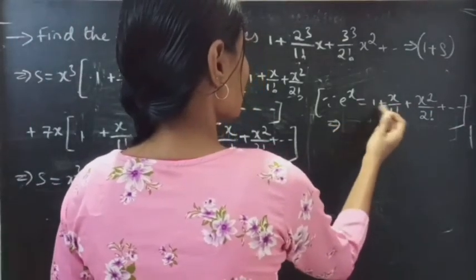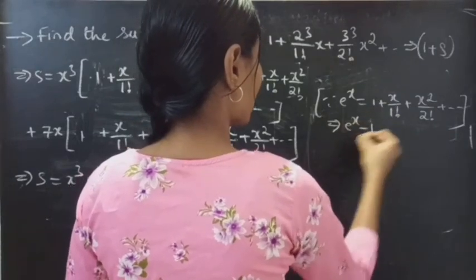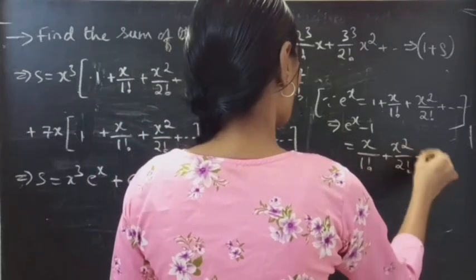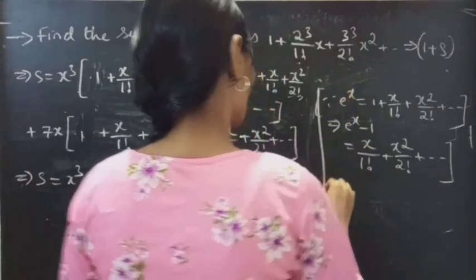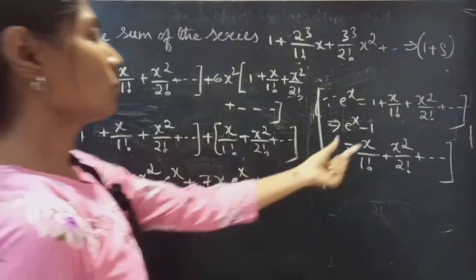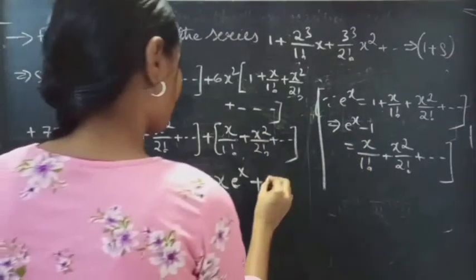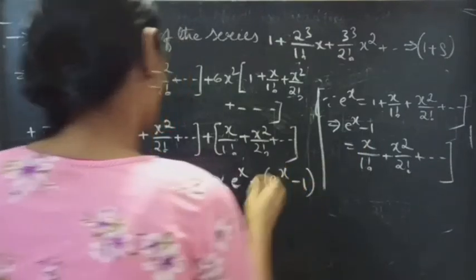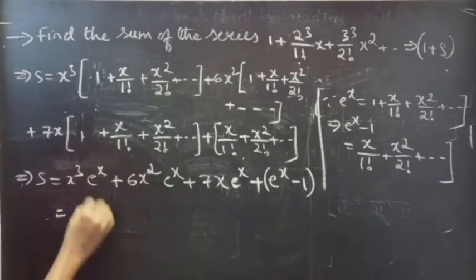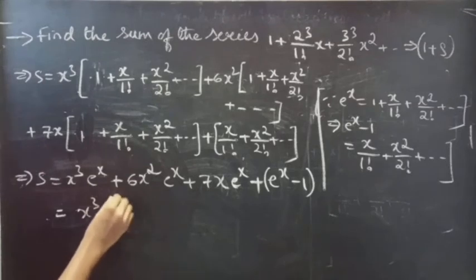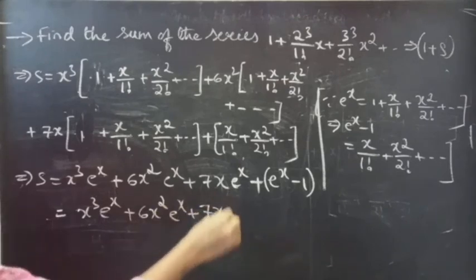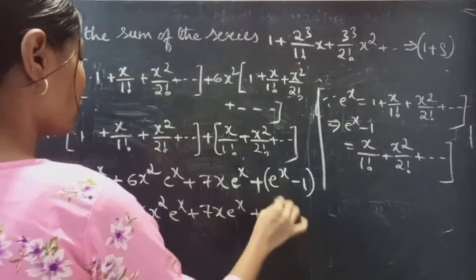take this 1 to the LHS, then you'll get e power x minus 1 equals x by 1 factorial plus x square by 2 factorial plus so on. Then we can replace this x by 1 factorial plus x square by 2 factorial plus so on by e power x minus 1. Then this equals x cube into e power x plus 6x square into e power x plus 7x into e power x plus e power x minus 1.